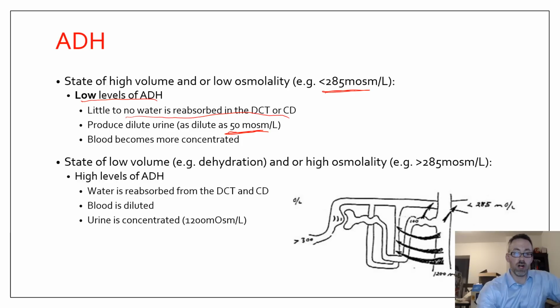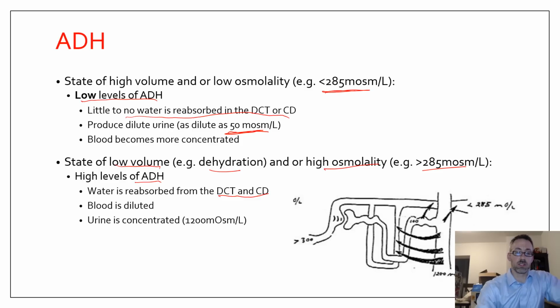However, in a state of low volume, say dehydration or high osmolality, so greater than 285, ADH is going to be secreted at higher and higher levels, depending on the state of the dehydration and so on. ADH levels will rise. We already talked about what ADH does. Water is going to be reabsorbed from the distal convoluted tubule and the collecting duct. It's more readily absorbed because ADH affects those principal cells, increases aquaporins, and water can now move into that medullary interstitium, which has this very high concentration. It also augments the production of that concentration by acting on the ascending limb and increasing the activity of those receptors.